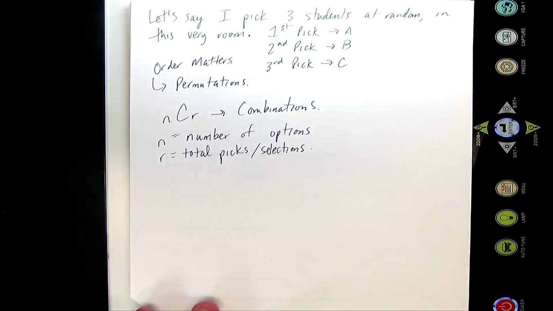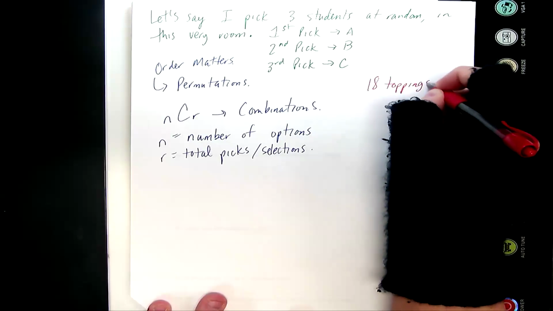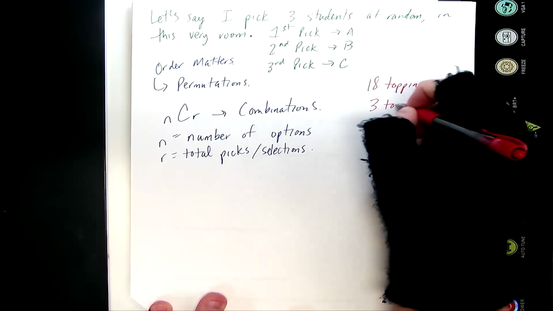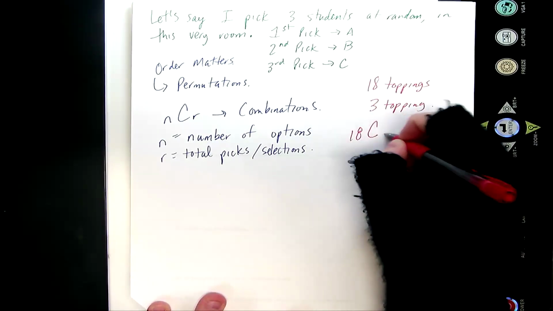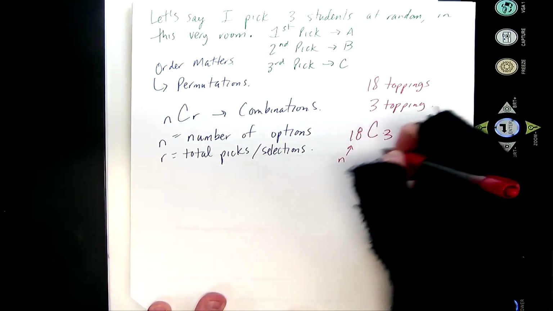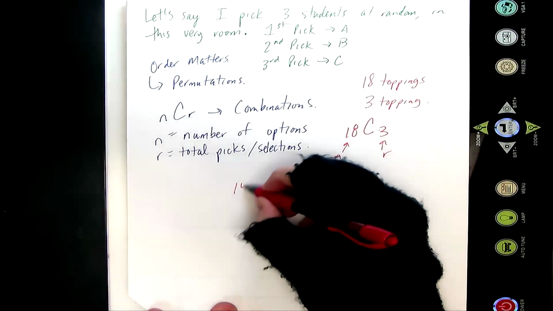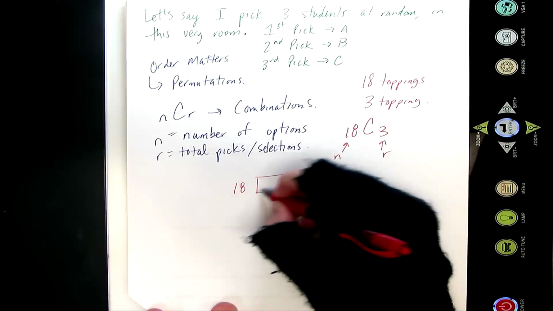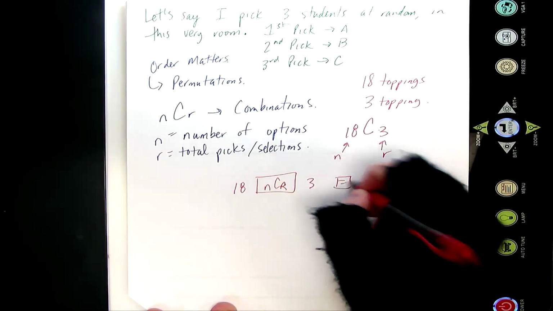So let's say there were 18 different toppings to choose from, and we chose 3. This would be listed as 18C3, N and R. Now, how you enter it in your calculator, they all change. On a lot of calculators, to do this, I put 18, I hit my nCr button, and then I hit 3 and then I hit equals.